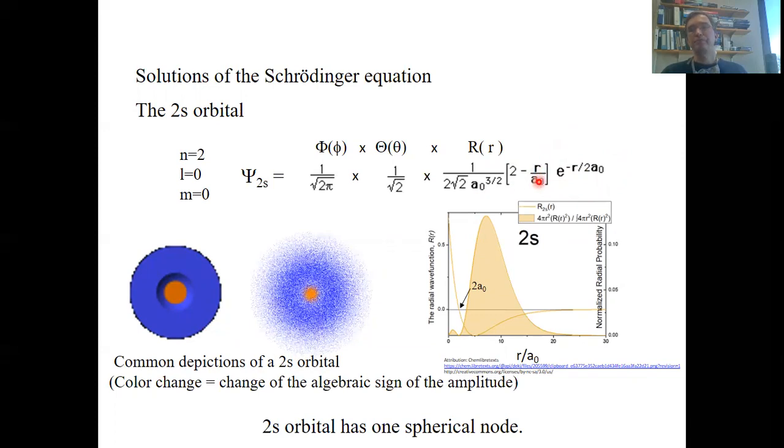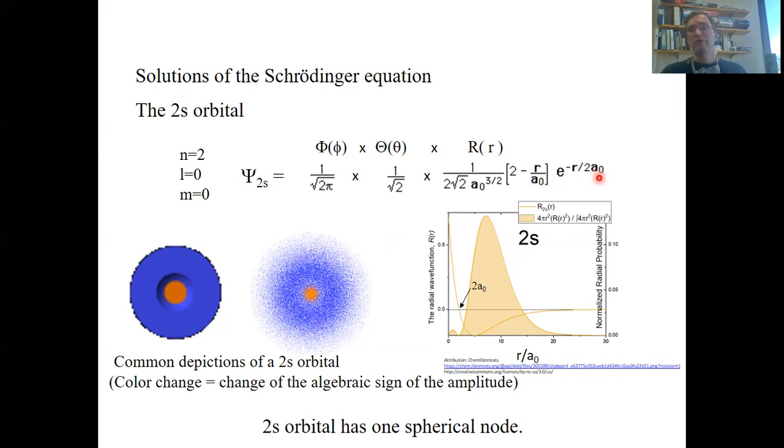So now, what implications does that have for the orbital? The main implication is that the orbital now has a node, and that node describes the surface of a sphere, hence that node is called a spherical node. Okay, why is that?